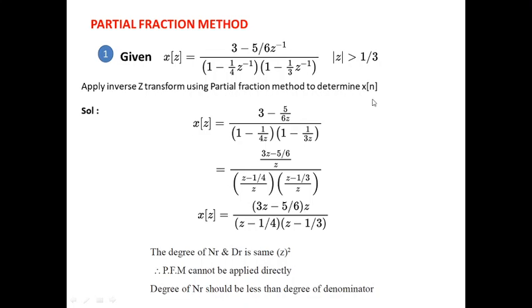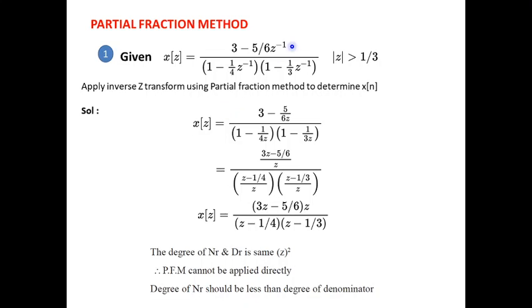So as we know, the first step is all the negative powers of z should be converted into positive powers of z. Also, we should ensure that we get the denominator in terms of factors, for example, z minus a into z minus b. So that should be the aim.